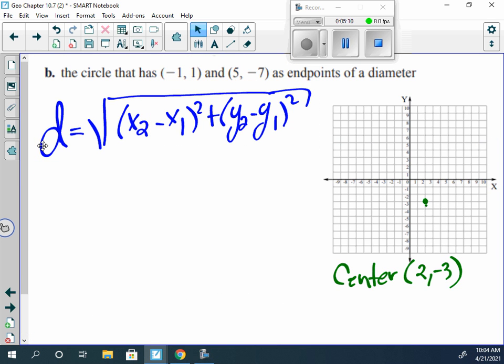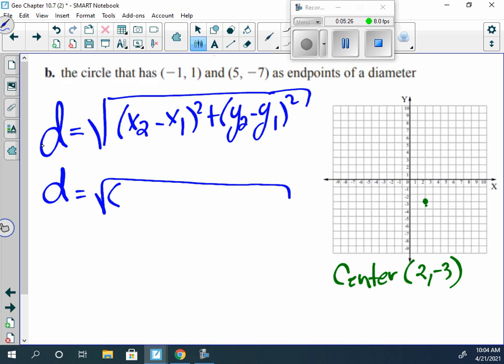Okay. Now we can find the distance, or essentially we're going to go about finding the radius. So to do that, we can use the distance formula. Our x values for our two points are -1 and 5, so we can have -1 minus 5 squared, plus our two y values are 1 and -7, so we can say 1 minus -7 squared.